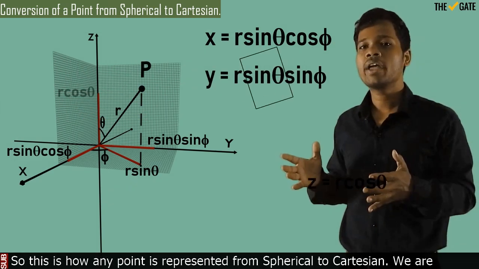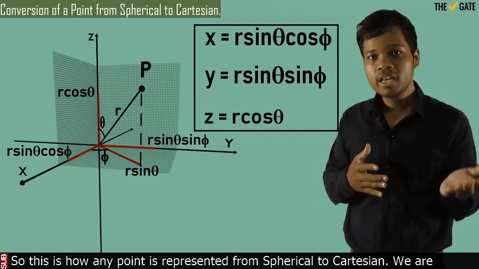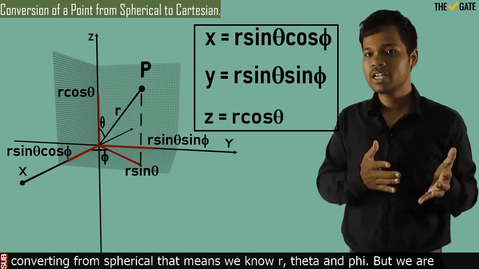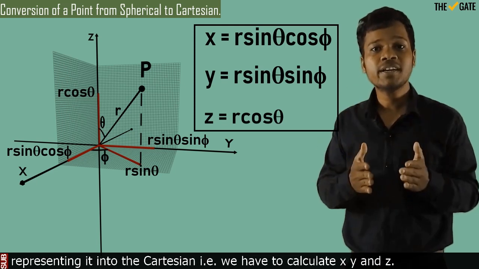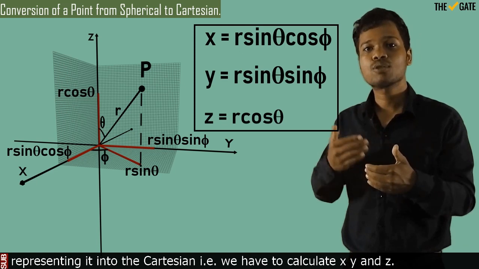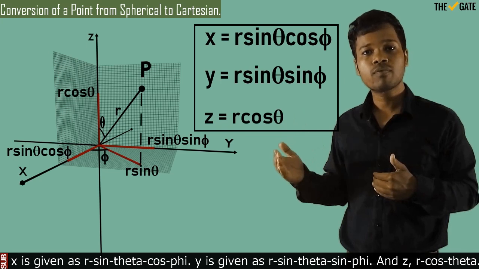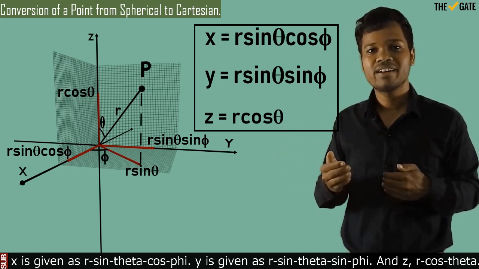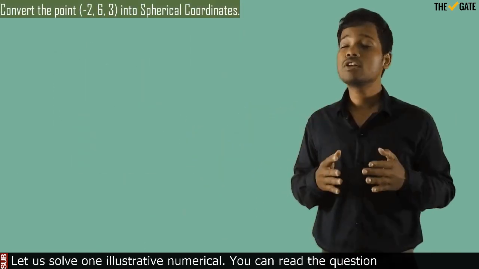So this is how any point is represented from spherical to Cartesian. We are converting from spherical, that means we know r, theta and phi, but we are representing it in Cartesian, that means we have to calculate x, y and z. x is given as r sin theta cos phi, y is given as r sin theta sin phi and z is r cos theta. Let us solve one illustrative numerical.